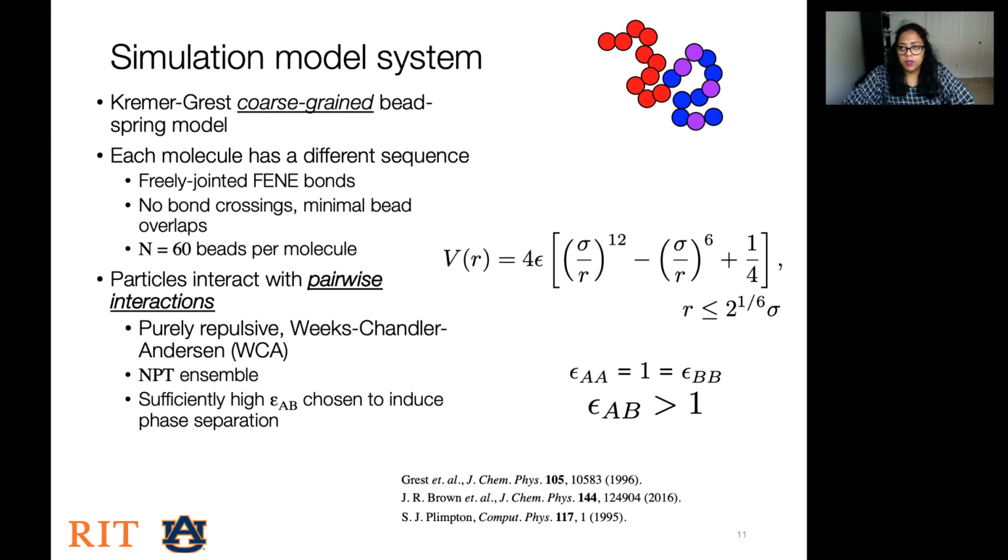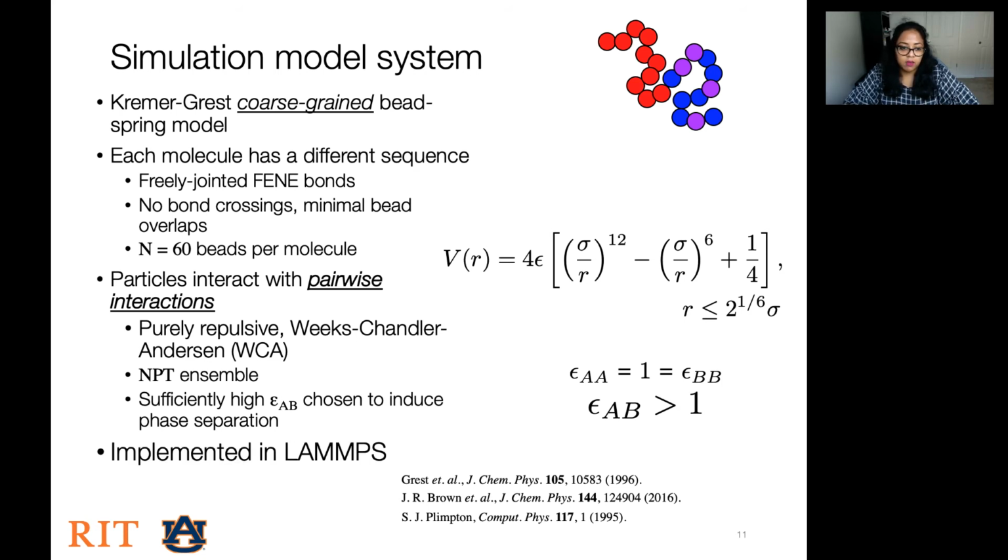And then the interactions between these beads come from the Weeks-Chandler-Andersen potential, so these are purely repulsive. We ran these simulations in the NPT ensemble. For simplicity in this model, we chose epsilon AA and BB equal to 1. For repulsion, you want epsilon AB to be greater than 1, and you can drive phase separation if you have sufficiently high epsilon AB. In the cartoon, I've shown A in red, B in blue, and in purple is actually type A, which is chemically identical. It's just shown colored differently in the other block, so you can see that.